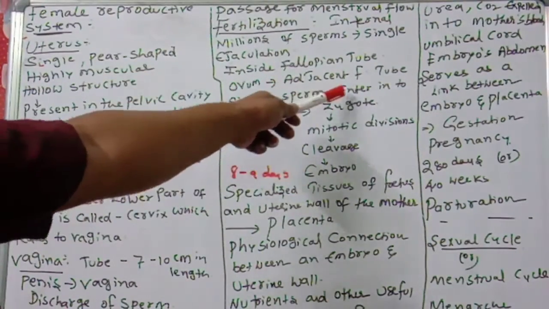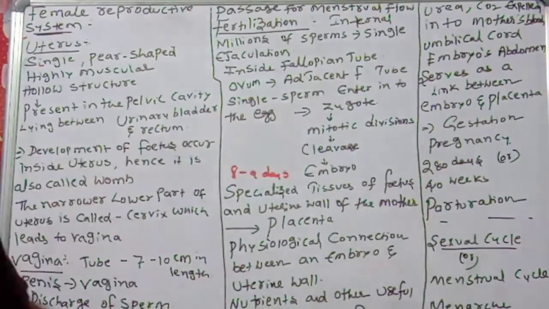When a single sperm enters into the egg, a zygote will be formed. So when a single sperm enters into the egg, it leads to what? Zygote. From there onwards, blastocyst, blastomeres, morula, embryo, fetus, like that, the different terms we will use from which time after fertilization.